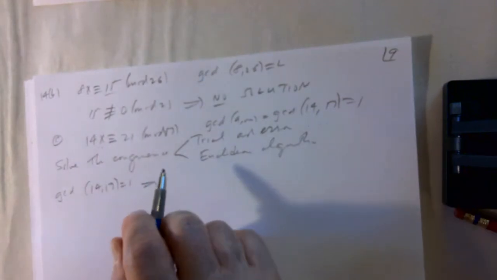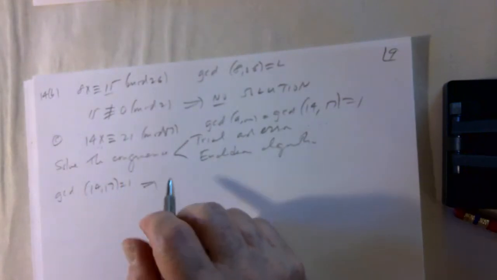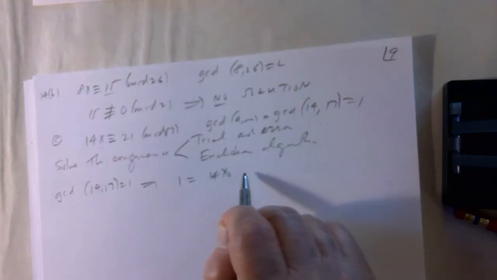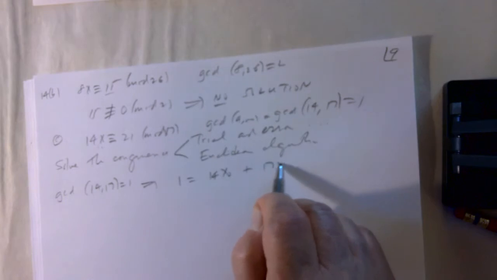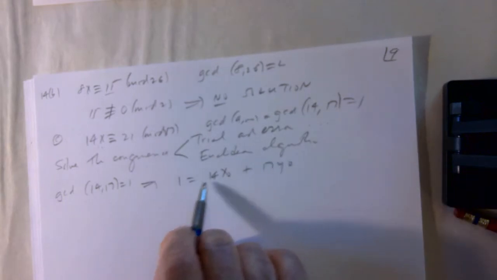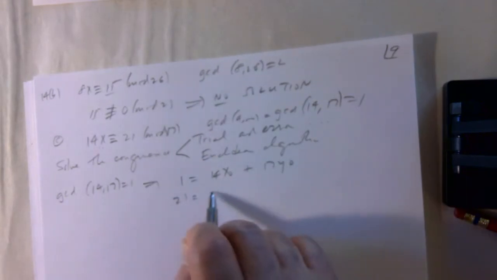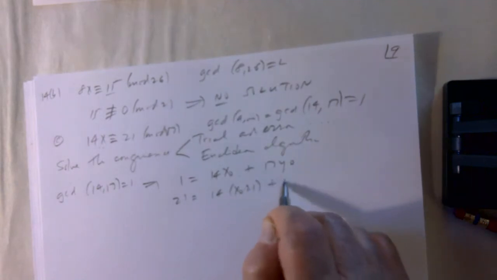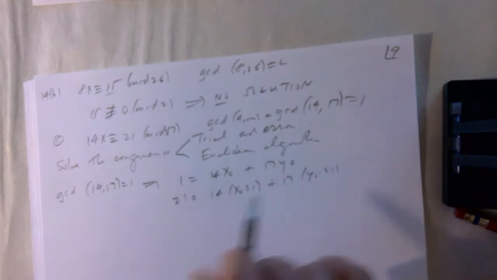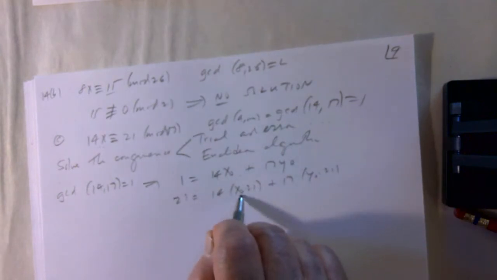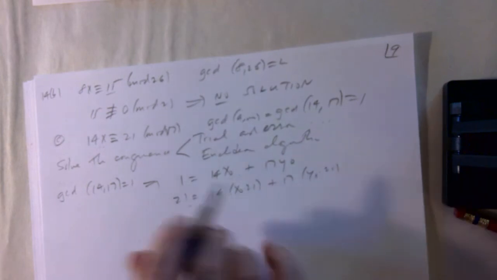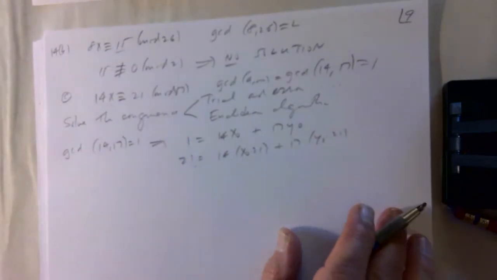So we know that from the Euclidean algorithm, we can find a way to write 1 as 14 times, I'll call it x naught, plus 17 y naught. So once you have x naught and y naught, 21 is 14 times x naught times 21 plus 17 times y naught times 21. So 14 times 21 x naught will be congruent to 21 mod 17. So let me work this out just so you can see what I mean.